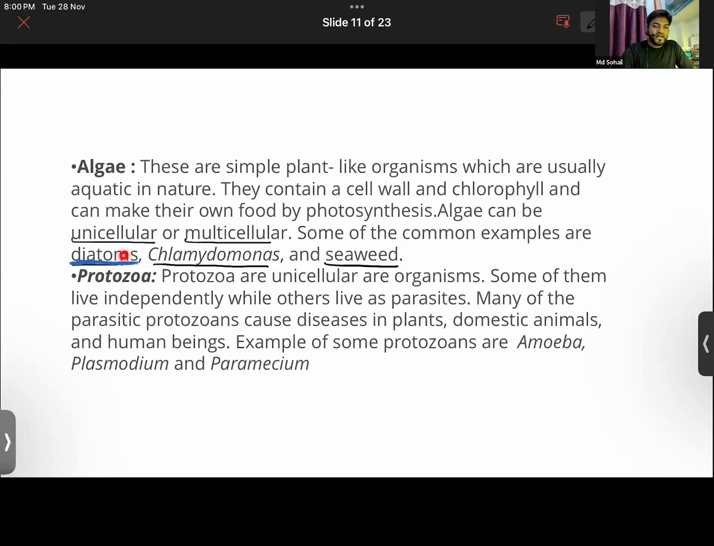Diatoms that you see here now. Diatoms have a very big role in the formation of fossil fuels. In the formation of fossil fuels, diatoms play a huge role. I will be getting the diagram of it in the next class, thereby you will get to understand in more detail about it. So diatoms have a very important role.